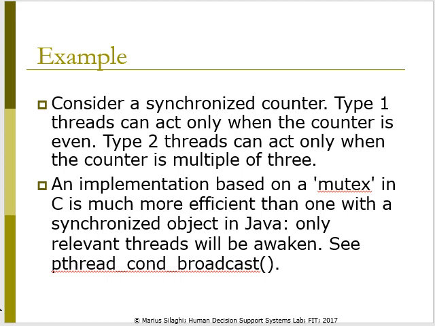An example of where this kind of drawback is manifested is if you consider a synchronized counter, like one that increments 1, 2, 3 and so on. And you have two types of threads. The threads of type 1 act only when the counter is even, and the threads of type 2, there can be multiple of them, can act only when the counter is a multiple of 3, let's say. This is not unlike the implementation of the Fibonacci that we have discussed with C threads.